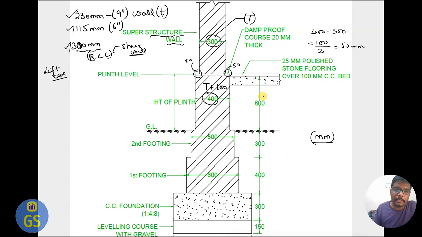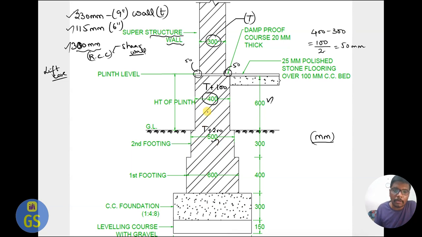Now we need to understand the depth of foundation. Here we provide 600 mm. From here to here, we are providing 600 mm depth. This is a calculated value as per the field data. Next, the value goes as T plus 200. Again T is 300, so 300 plus 200 gives 500. That is the calculation for the next level.